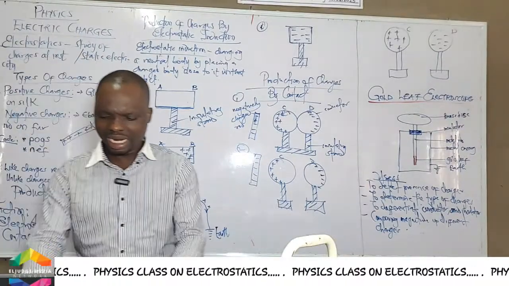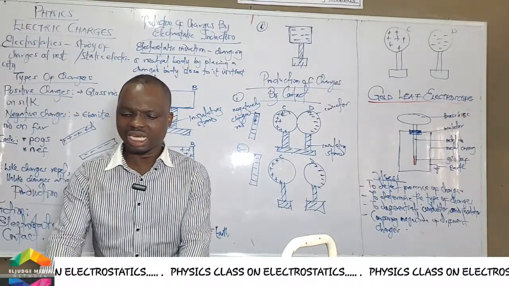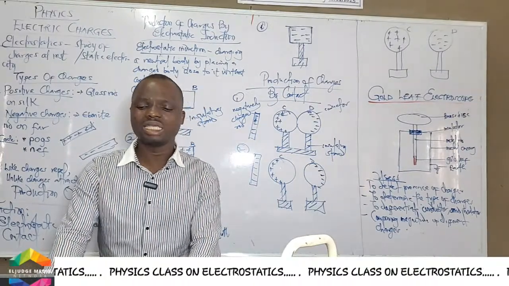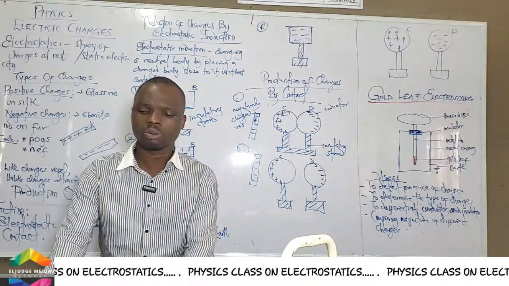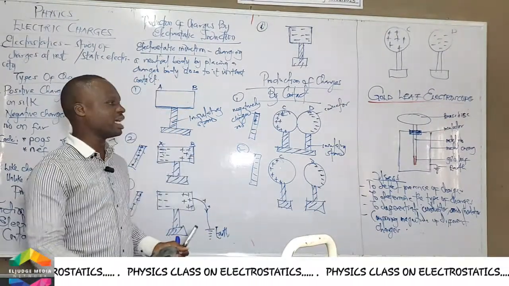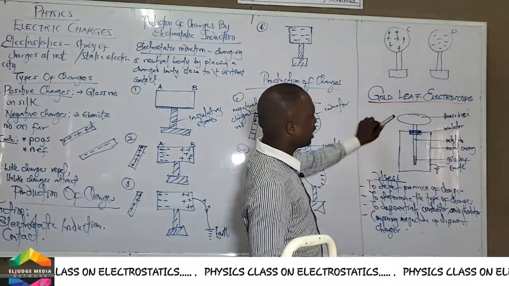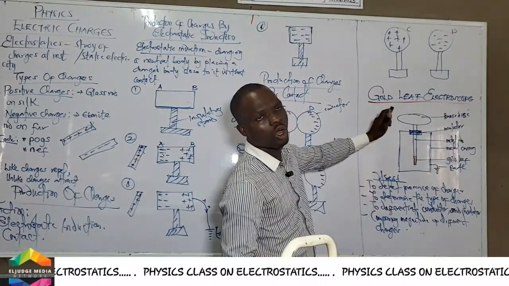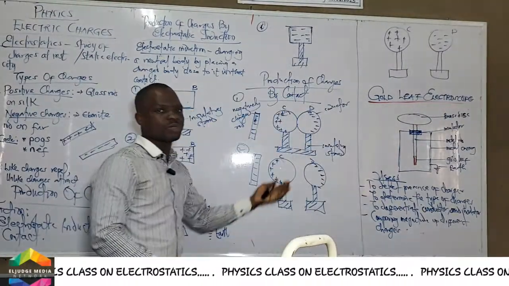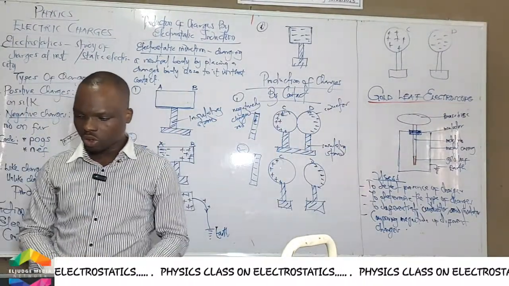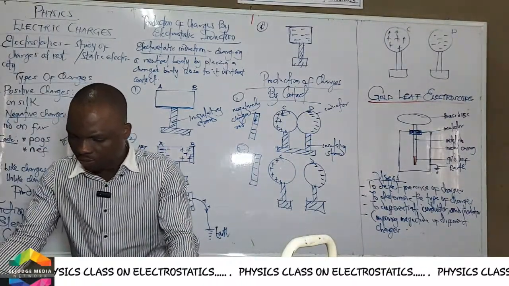How do we charge the electroscope? There are different ways by which we can charge the gold leaf electroscope. We can charge it either by contact or by induction. What we mean by contact is that I have the gold leaf, and if I bring a positively charged rod close on it, then I'm going to charge it. That's by contact. So let's look at the first way of doing it.